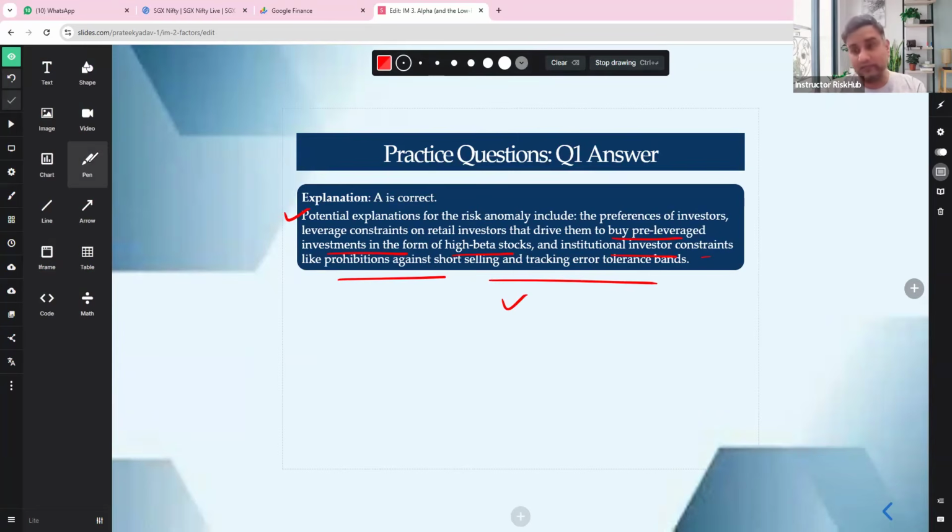So overall, the bigger picture which you need to take away from Module 3 is that it was the evolution from Module 2. Module 2 was talking about static factors or linear models. Module 3 is about dynamic exposures, non-linear reality, and behavioral distortion, right? So markets are not just mathematical in nature. They are human, they are constrained, they are an evolving system.